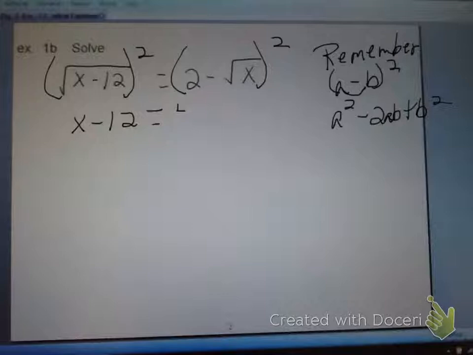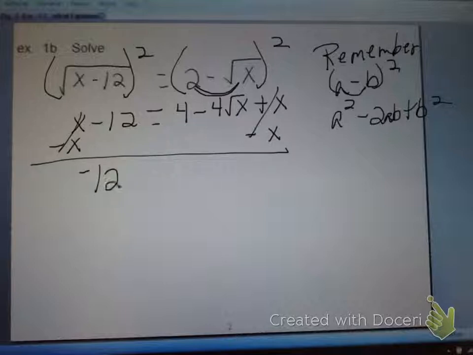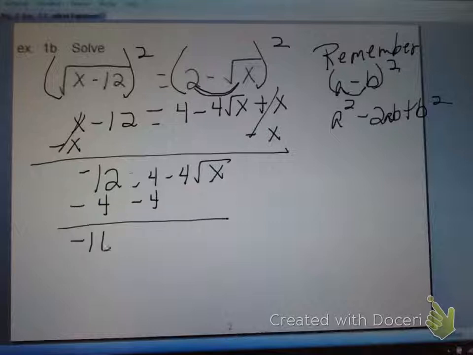We are going to square the first term and we get a 4. Multiply the two terms together, that's a negative 2 square root of x. Double it, and we get a negative 4 square root of x. And square the last term. The square root of x times the square root of x is a positive x. Then we're going to subtract x on both sides. Subtract the 4 on both sides. So we get negative 16 is equal to negative 4 square root of x.